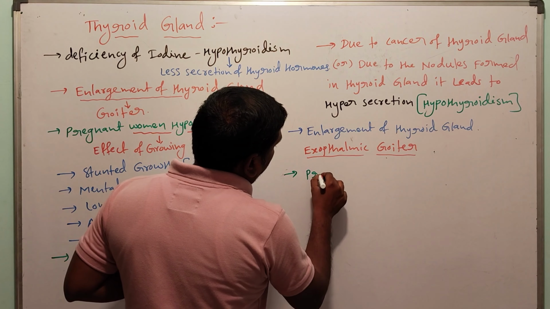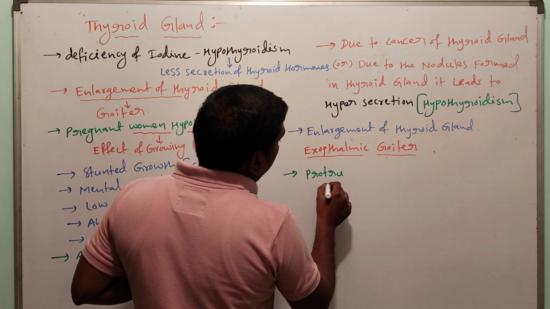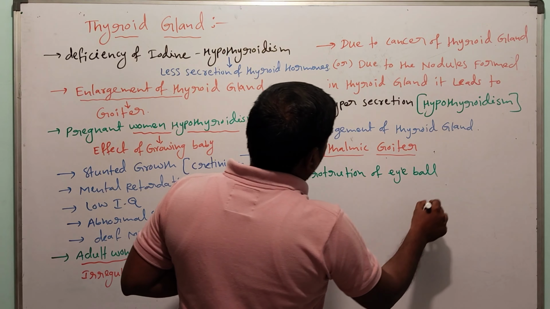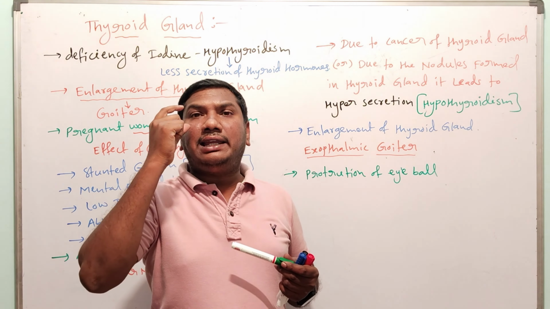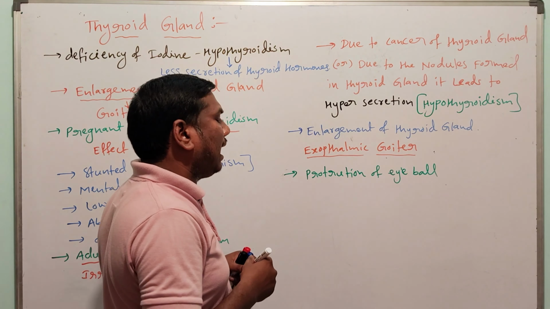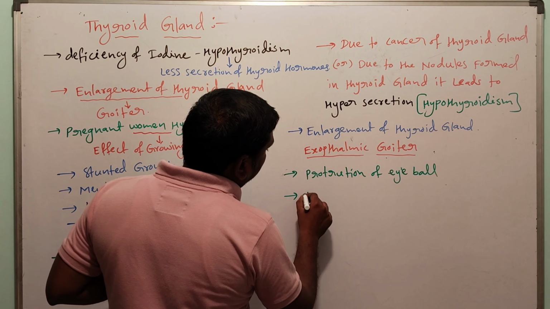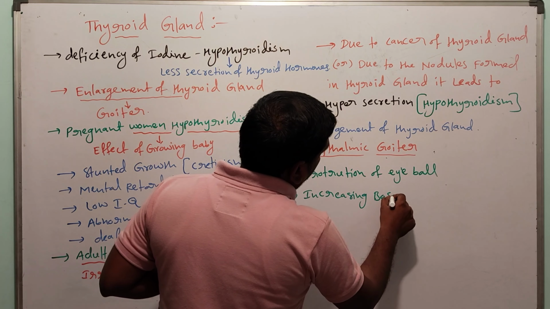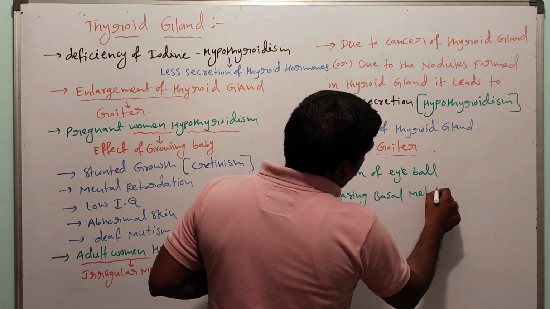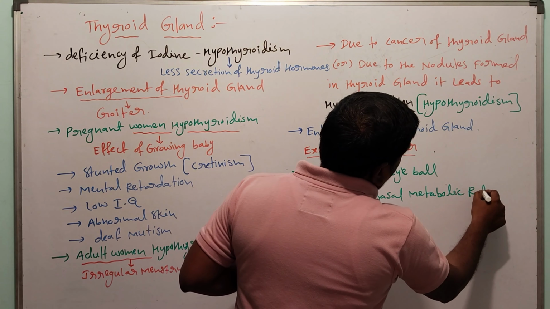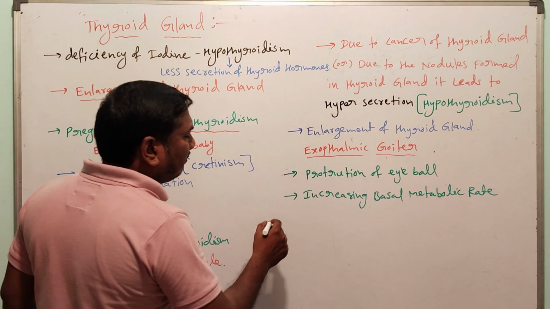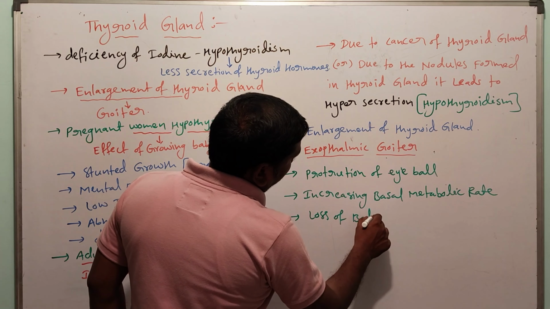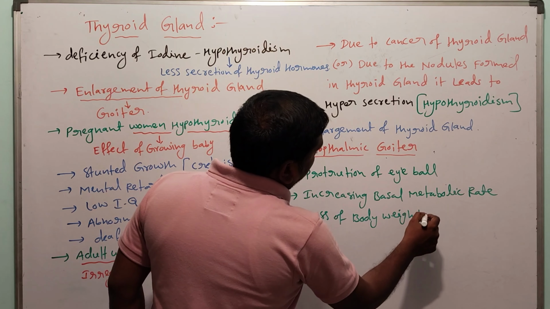Next one is protrusion of the eyeball. Protrusion of the eyeball means the eyeball size increases. Next one, increased basal metabolic rate. Another one is loss of body weight.